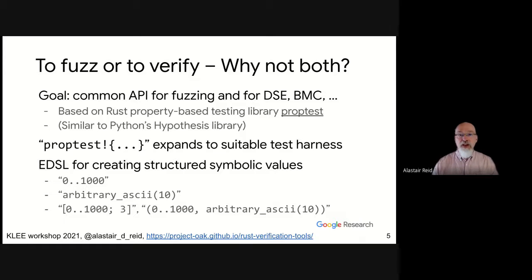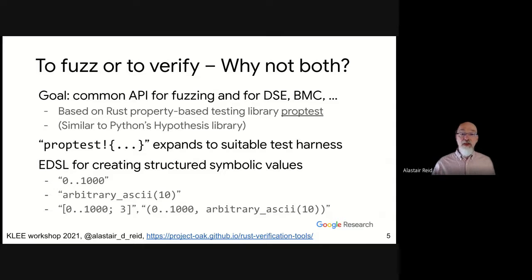Now, the API we're using is actually the PropTest API, which is a Rust library for property-based testing. And it's heavily influenced by Python's Hypothesis library, which some of you at Imperial might be familiar with. PropTest has two main parts to it. The first is a macro which you wrap around the code you want to check, and that expands out into a suitable test harness, which is going to do different things depending on whether you're using fuzzing or using KLEE.